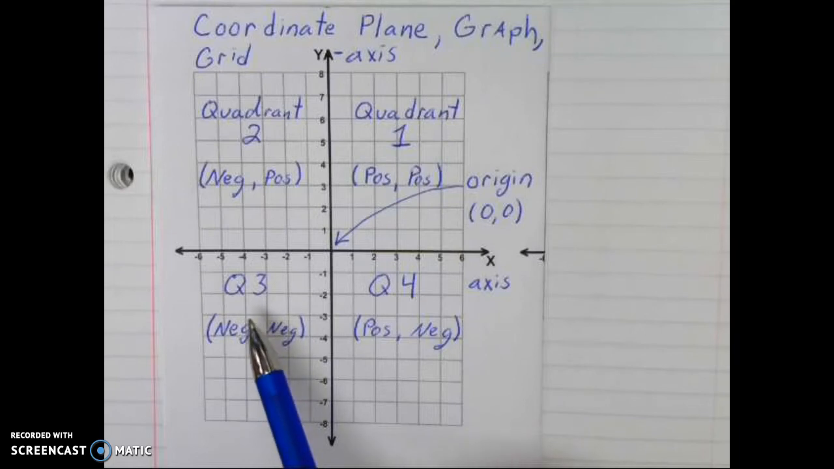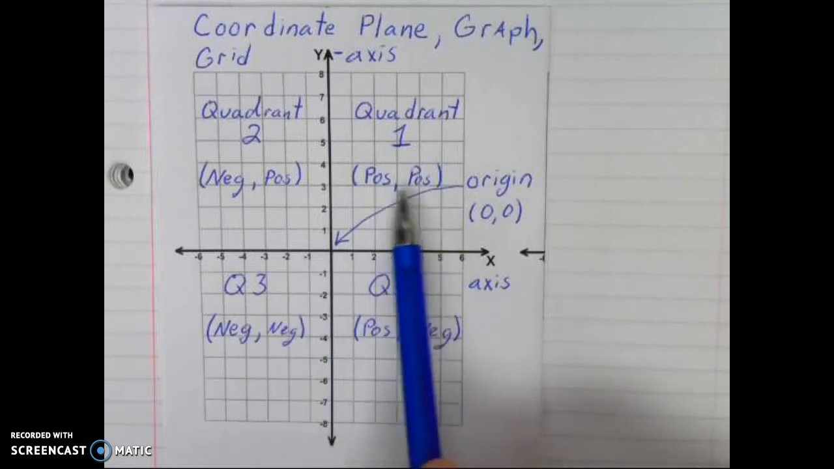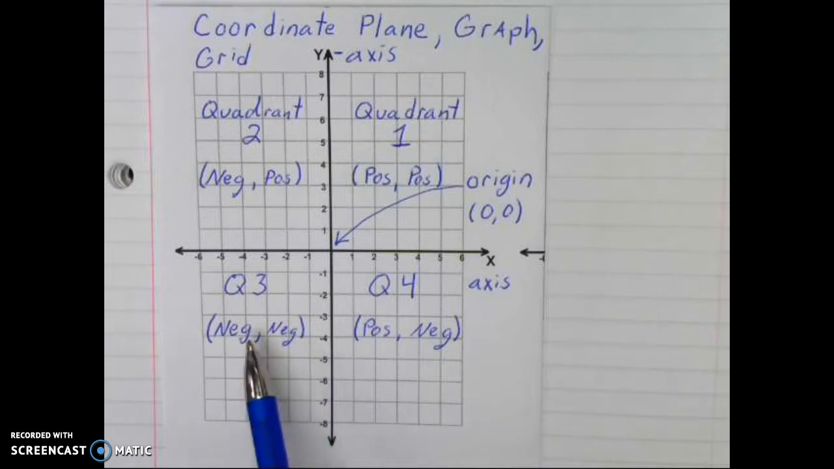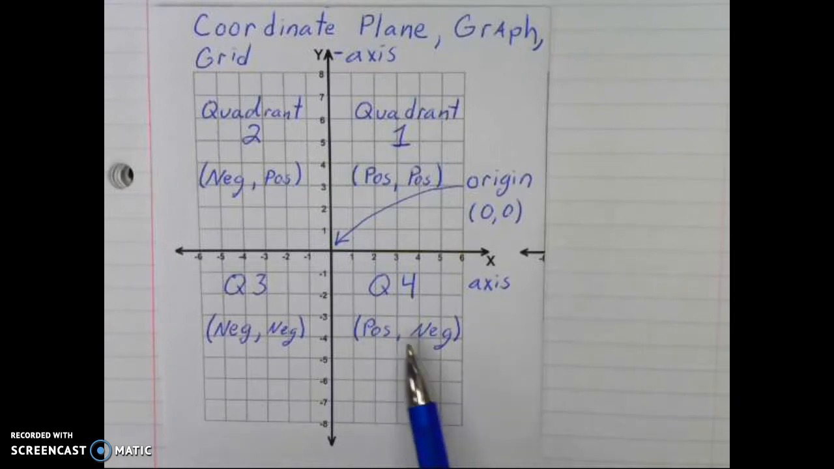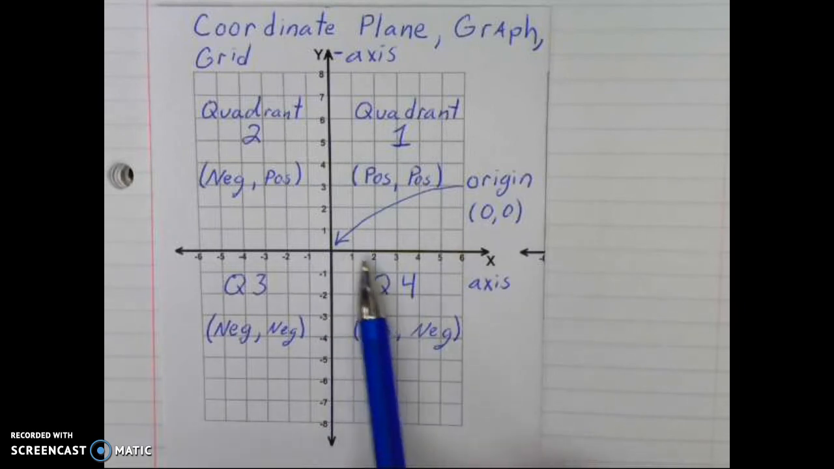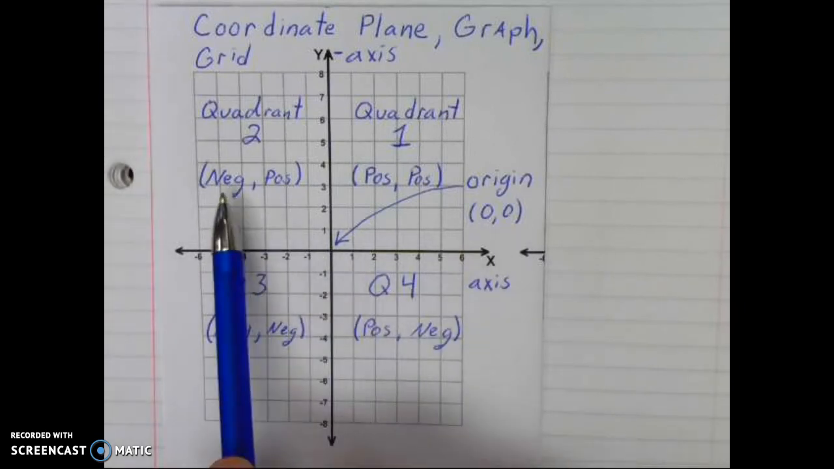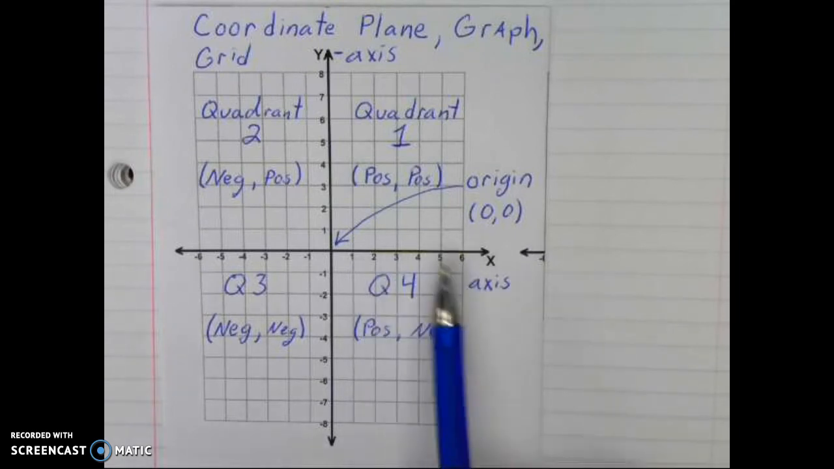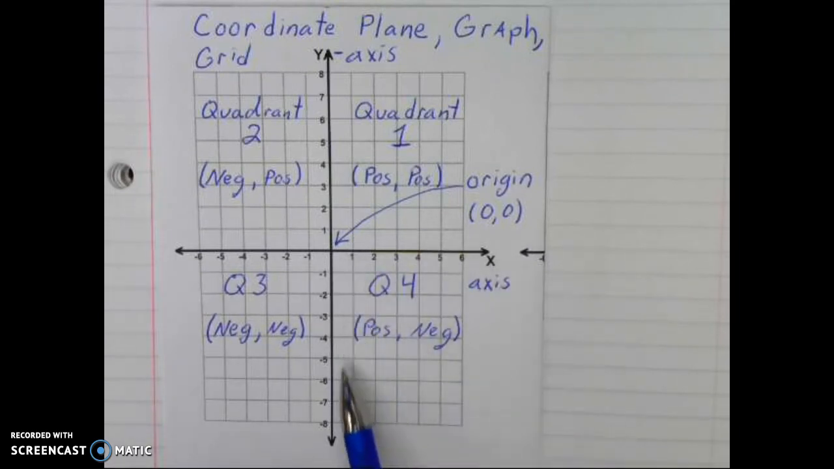Now, quadrant 3 is the exact opposite of quadrant 1. So we have two positives for quadrant 1. If you have two negative numbers on your point, it's in quadrant 3. And if you look closely at quadrant 4, it is also an opposite, where this one had a negative x, you see how the two are switched. So if you have a positive x coordinate and then a negative y coordinate, you're in quadrant number 4, right? So make sure that you have this stuff all written down. Hit pause, and get that written down.